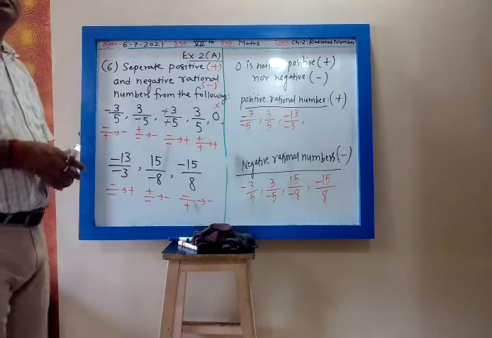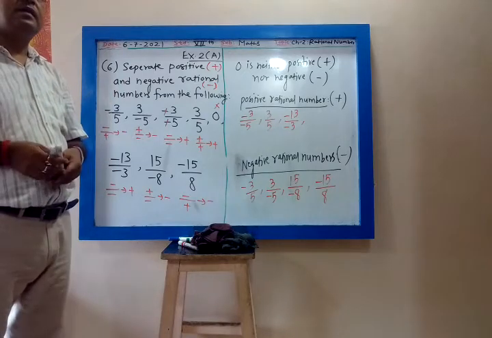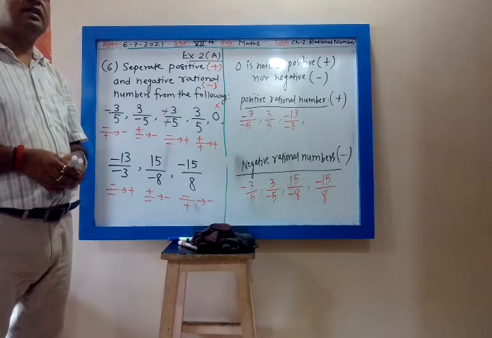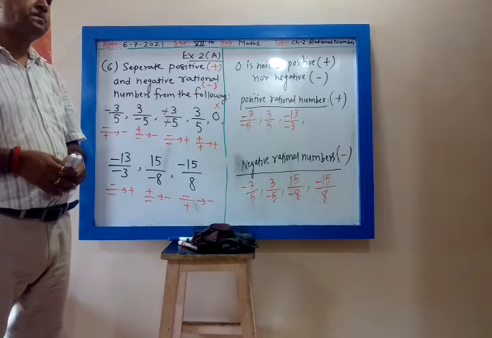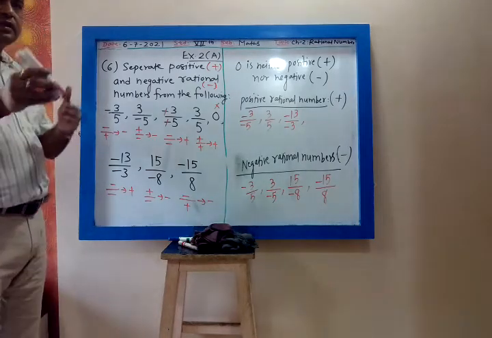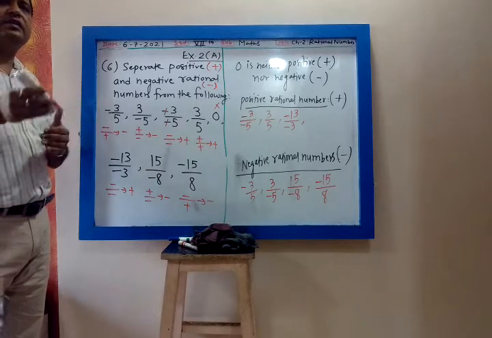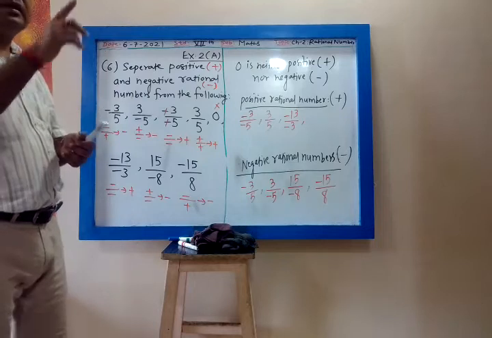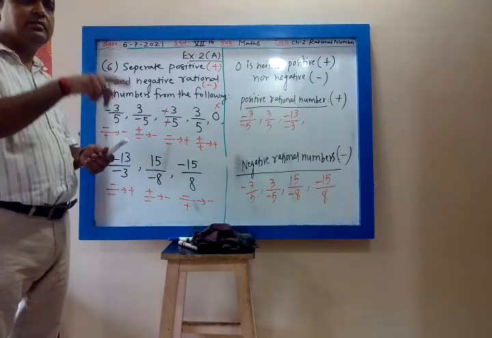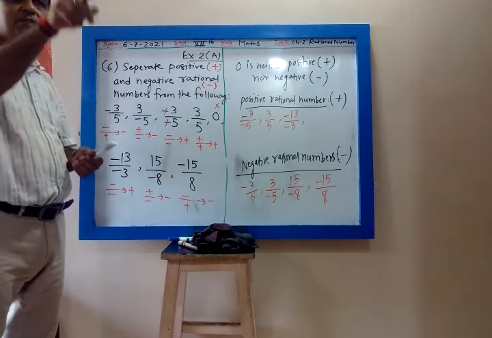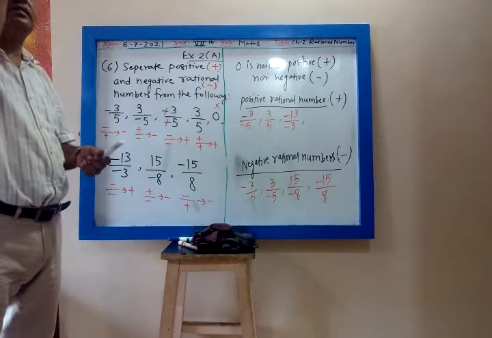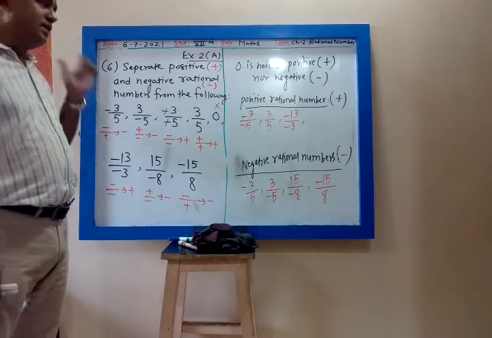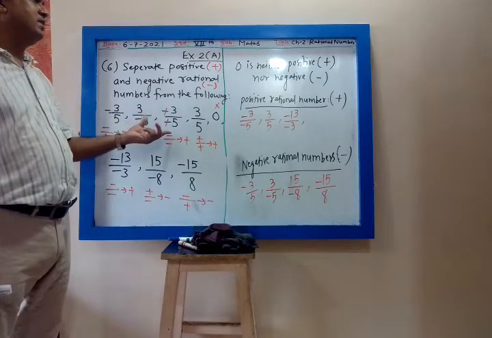So those rational numbers which have minus sign are negative rational numbers, and those rational numbers which have plus sign are positive rational numbers. So you have to remember the table of division of integers. Plus upon plus, plus. Plus upon minus, minus. Minus upon plus, minus. Minus upon minus, plus. So based on that division of integers, we decide whether the rational number is positive or negative.